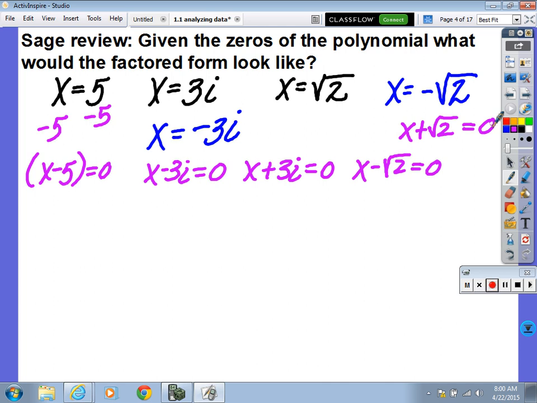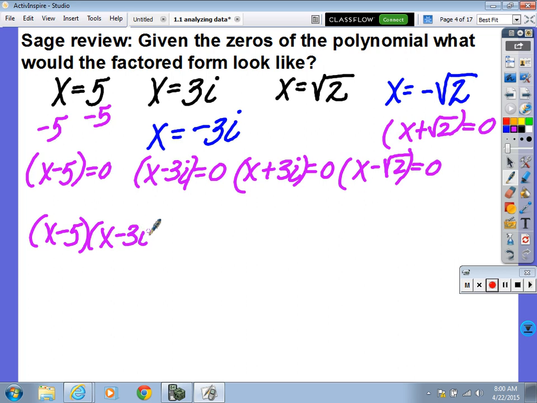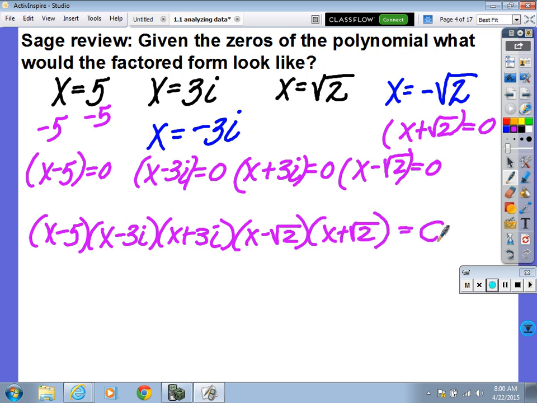So now the zero product property rule allows us to split these things up and set them each individually equal to 0. So if that's the case, then since they're all equal to 0, we can bring them back together. So this would be the factored form. x minus 5 times x minus 3i times x plus 3i times x minus the square root of 2 times x plus the square root of 2 is all equal to 0. That is the factored form of the polynomial.